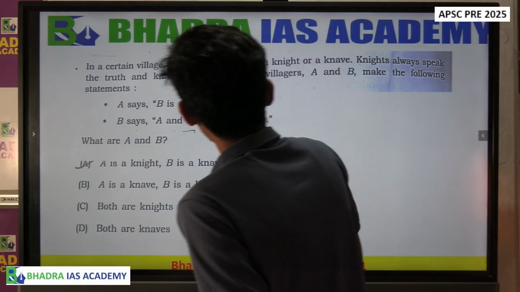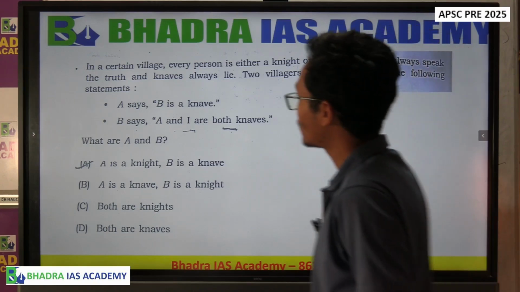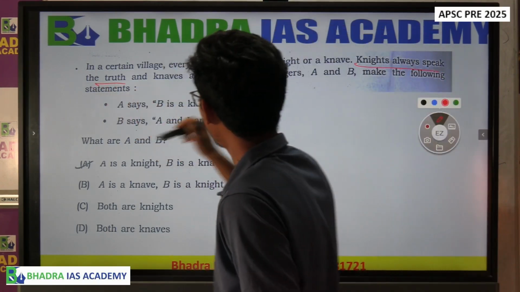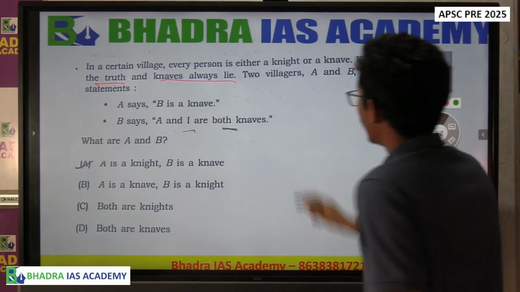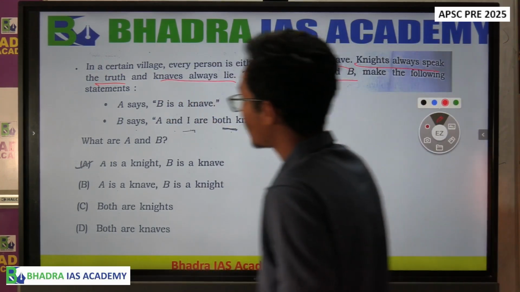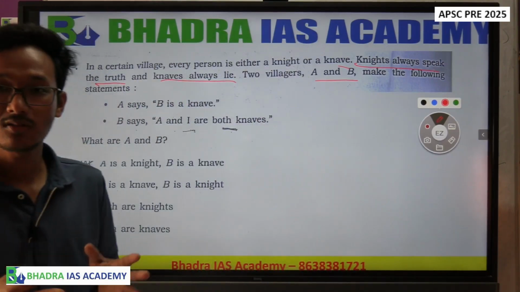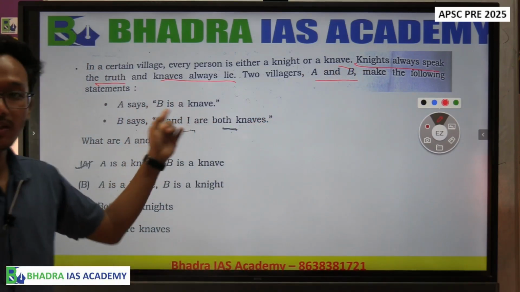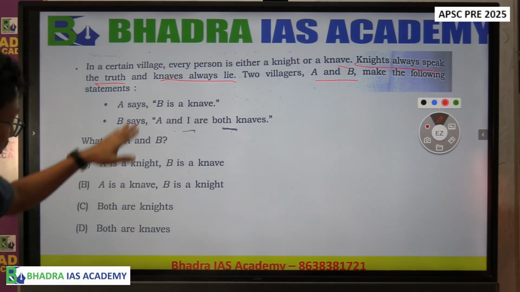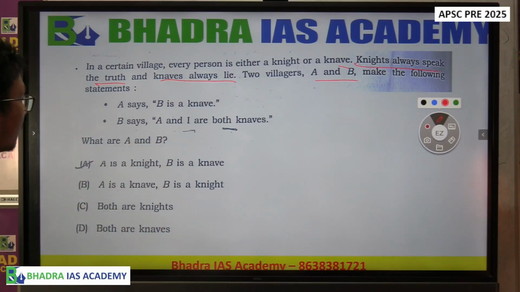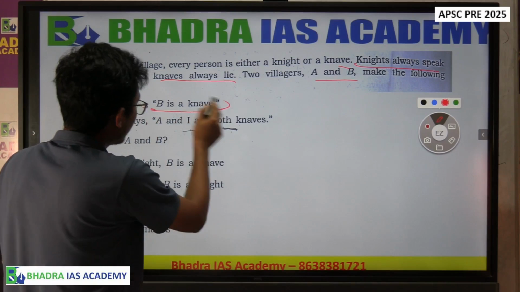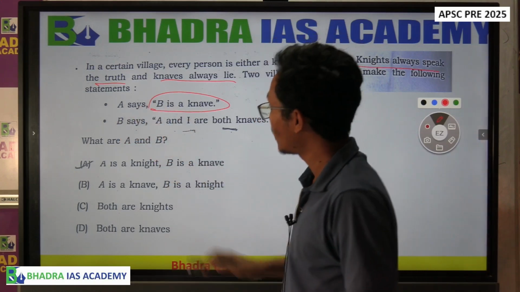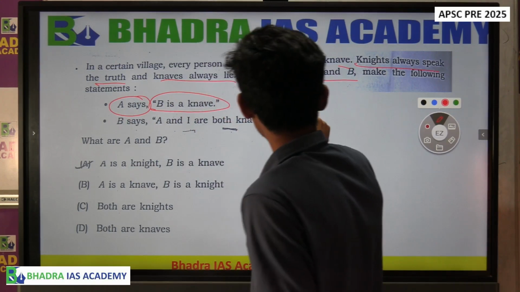In a certain village every person is either a knight or a knave. Knights always speak the truth and knaves always lie. Two villagers, A and B, make the following statements. Those who are knights always speak the truth and those who are knaves always lie. Now A has given a statement and B has given a statement. Based on this, we have to find out who is a knight and who is a knave. Now A says B is a knave. If we assume A is a knight, then A is a knight.